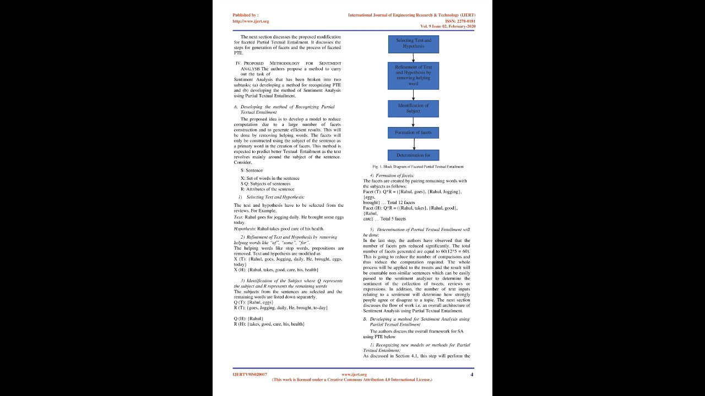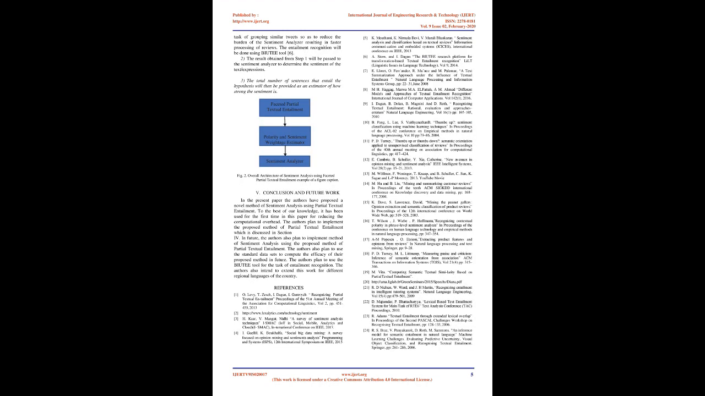1. Selecting text and hypothesis. 2. Refinement of text and hypothesis by removing helping words. 3. Identification of the subject, where Q represents the subject and R represents the remaining words. 4. Formation of facets. 5. Determination of partial textual entailment will be done.